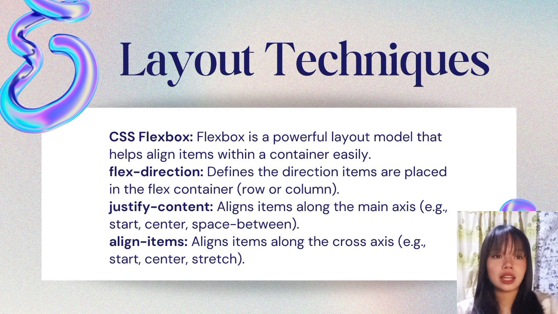So next is CSS Flexbox, a powerful layout tool that helps align items within the container easily. The container is another holder for your website, from the word itself, container. Flex direction defines the direction items are placed in the flex container, either row or column. Justify content aligns the items along the main axis, for example center, space-between. Align items, for example start, center, or stretch.